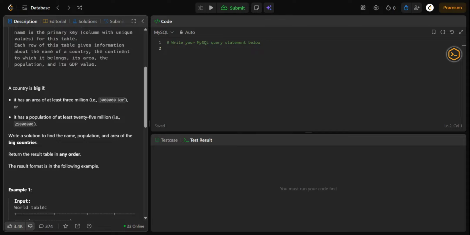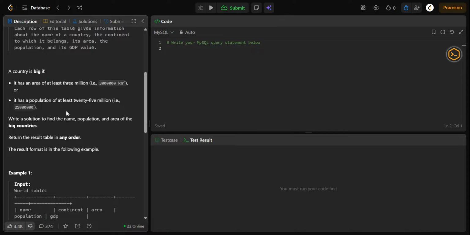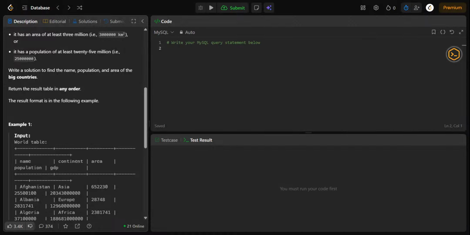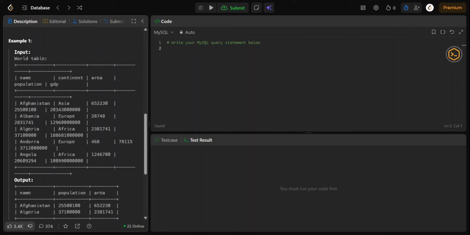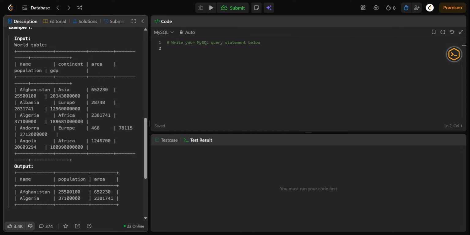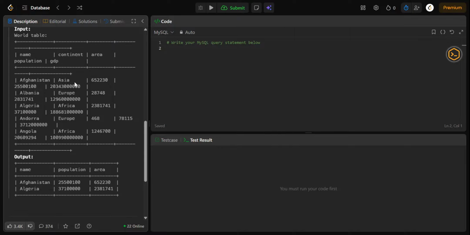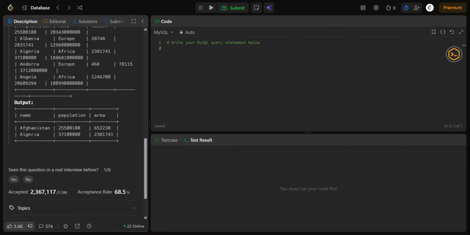According to the problem, a country is big if the area is at least 3 million square kilometers or the population is at least 25 million. If any one condition is true, the country is considered a big country. As simple as that. In our table there is name, continent, area, population and GDP, but we need to focus on name, area and population, because in the final output we need to return the name, population and area.